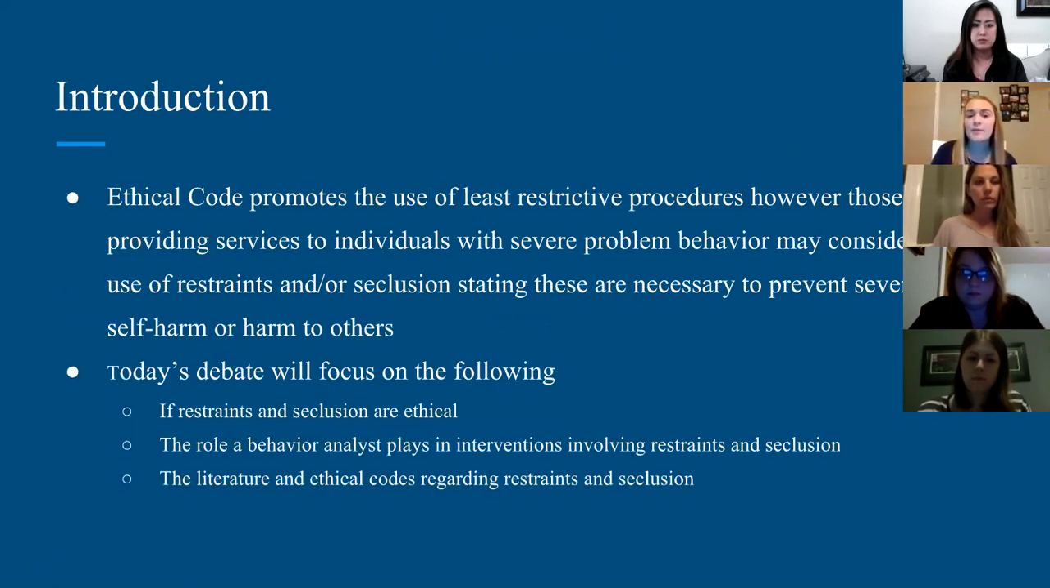The Ethical Code promotes the use of least restrictive procedures. However, those providing services to individuals with severe problem behavior may consider the use of restraints and/or seclusion, stating that these are necessary to prevent severe self-harm or harm to others. Today's debate will focus on the following: if restraints and seclusion are ethical, the role a behavior analyst plays in interventions involving restraints and seclusion, and some of the literature and ethical codes regarding restraints and seclusion.